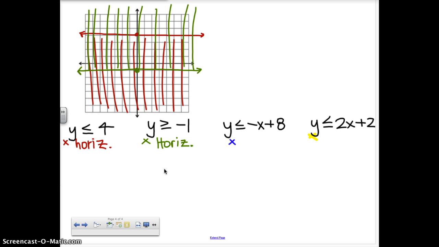Okay? Y is less than negative x plus 8. Now, of course, my graph is not big enough, but I'm going to go way up here to 8, and then I'm going to go down 1 over 1. It's a little bit harder just to know where to shade, so we're going to check 0, 0. Is 0 less than negative 0 plus 8? Is 0 less than 8? You bet. So I'm going to shade the side that includes good old 0, 0.